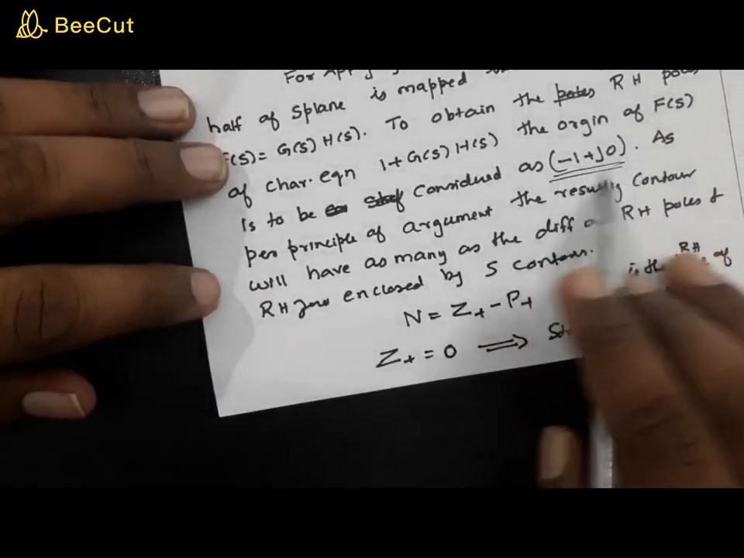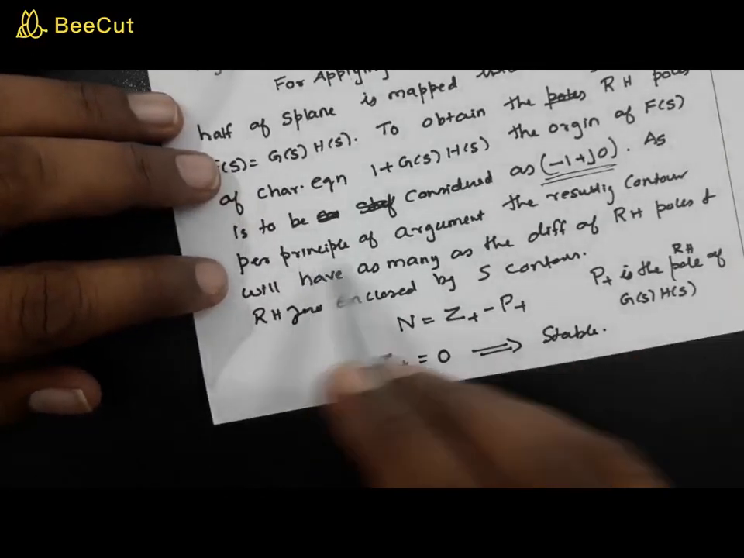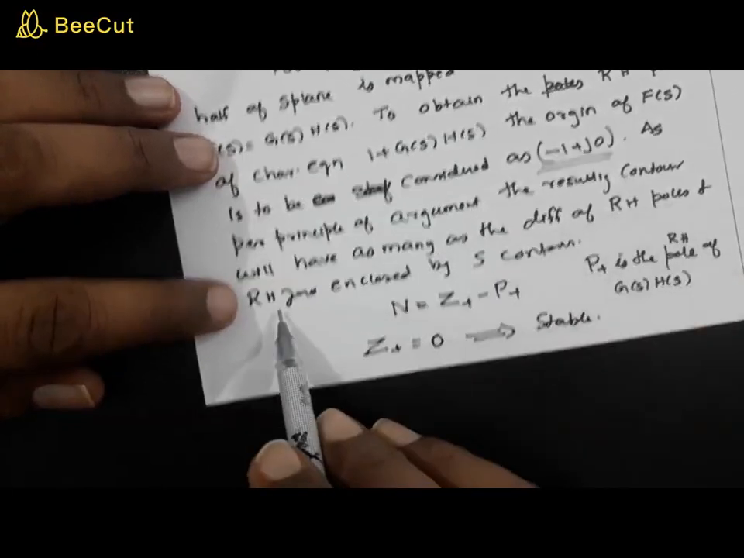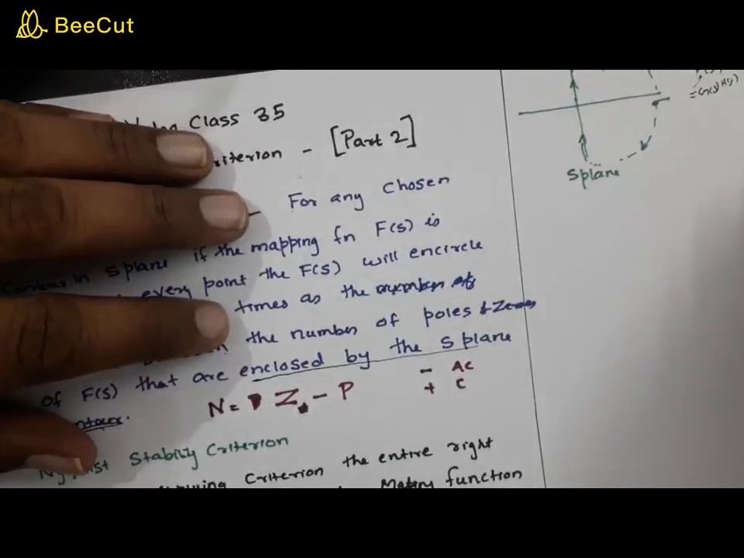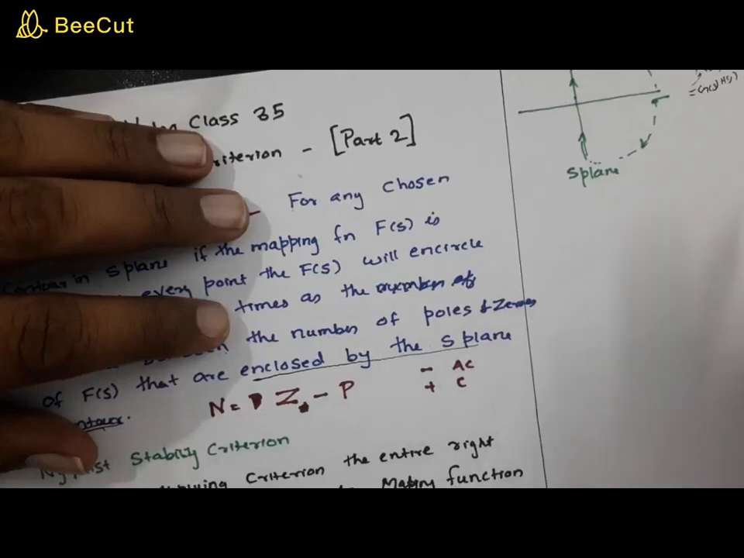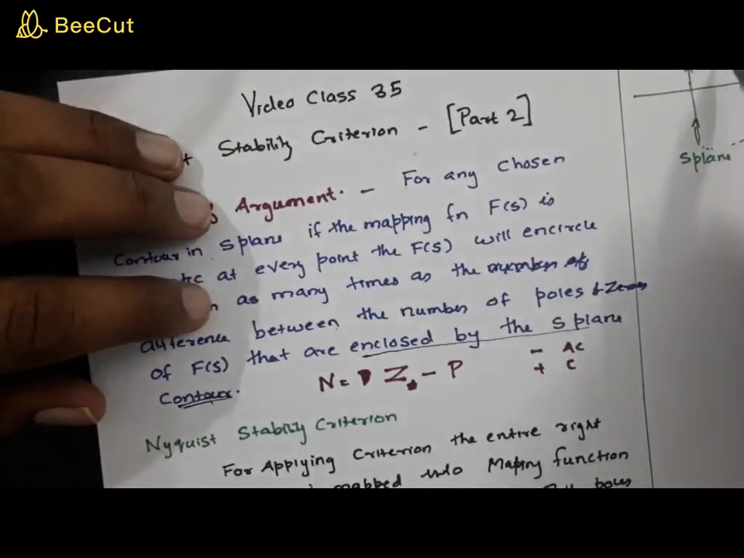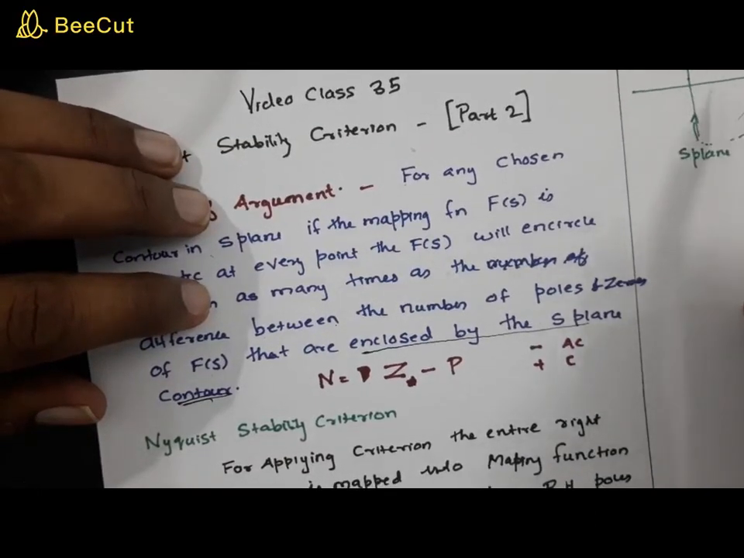So that is the significance of minus 1 plus j0 in the Nyquist stability criterion. Now, as per the principle of argument, the resulting contour will have as many encirclements as the difference of the right half zeros and poles enclosed by the S contour, right? So when you consider this minus 1, and you find the number of encirclements to be equal to, say, 1 or 2 or whatever it is, that is equal to the difference of the poles and zeros enclosed by this S plane considered, that is the right half plane.